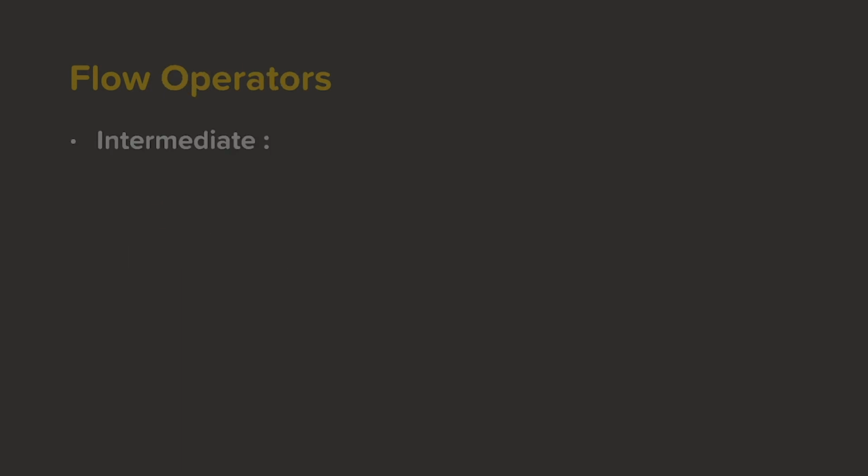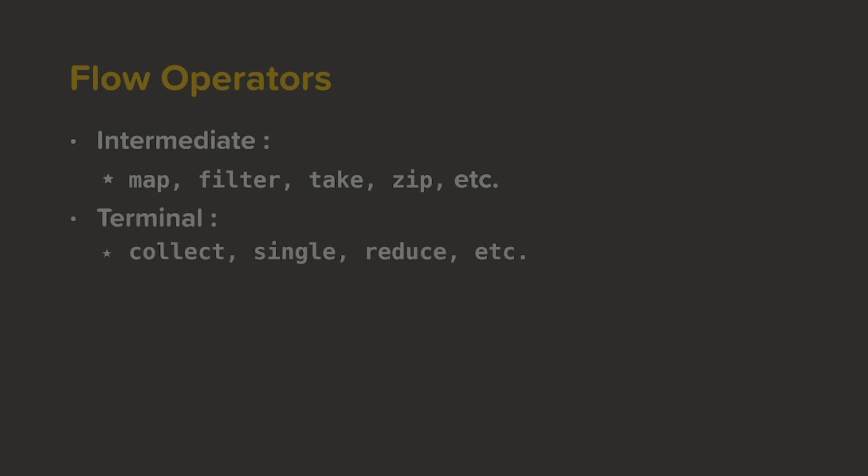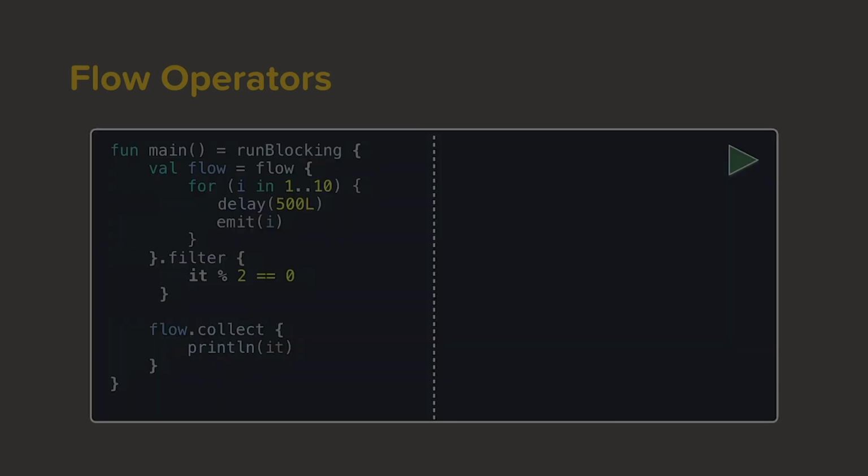So we have various intermediate operators like map, filter, take, zip, etc., just like Rx Java observables. And we have a few terminal operators like collect, single, reduce, etc. So let us look at a code snippet for flow.